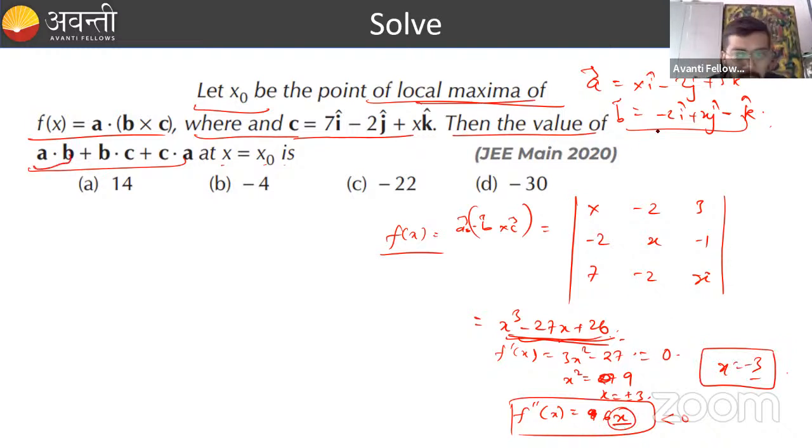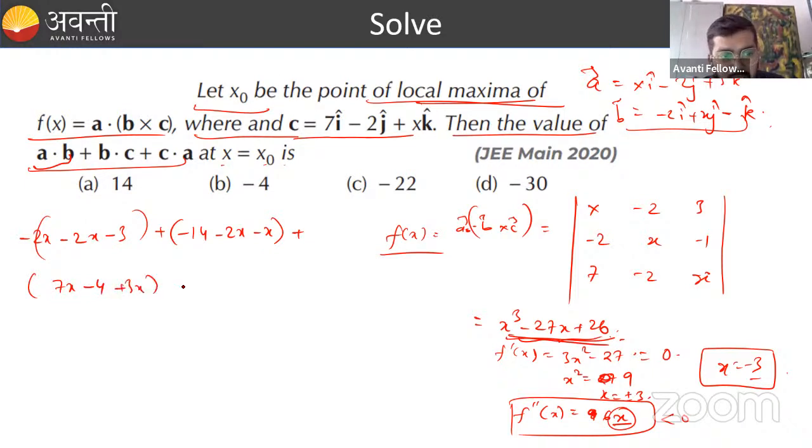Now A bar dot B bar. What is the value of A bar dot B bar? It is minus 2x minus 2x minus 3. And B bar dot C bar is minus 14 minus 2x minus x. And C bar dot A bar will be 7x minus 4 plus 3x. So this we have to find out when x is equal to x naught, when x is equal to minus 3.